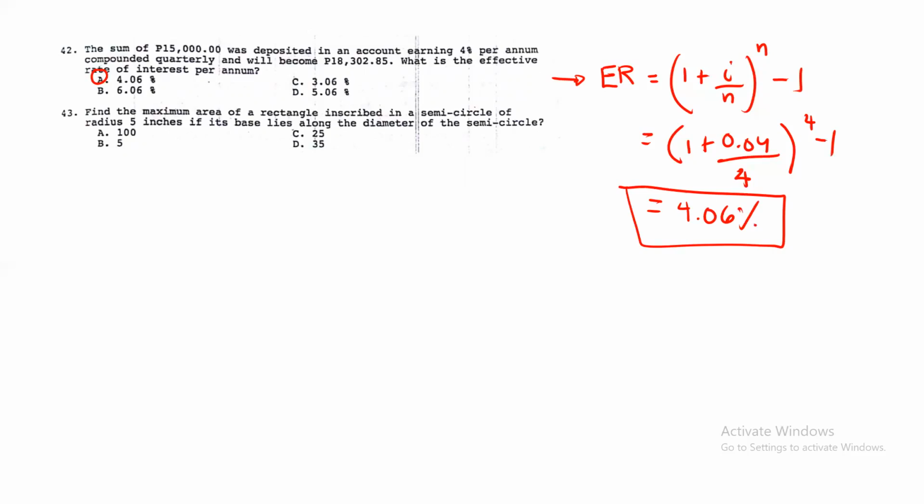The next, number 43, find the maximum area of rectangle inscribed in a semicircle of radius 5 inches if its base lies along the diameter of the semicircle. So, halimbawa, area of rectangle inscribed in a semicircle. So, ang semicircle ito, kalahati ng circle. So, yung rectangle daw nasa loob ng semicircle. Then, yung base niya nandun sa diameter ng semicircle. So, yan yung itsura niyan.